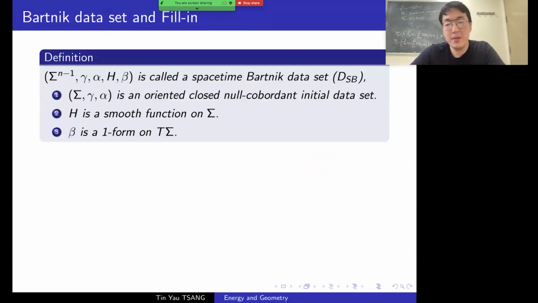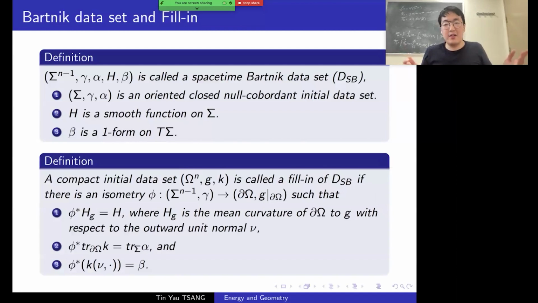Okay, let me introduce a concept called bucket data sets and fill-in. So (Sigma, gamma, alpha, H, beta) is called a spacetime bucket data set, where (Sigma, gamma, alpha) is an oriented, closed, null-cobordant initial data set, H is a smooth function on Sigma, and beta is a one-form on the tangent bundle of Sigma.